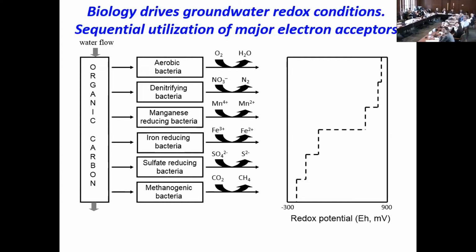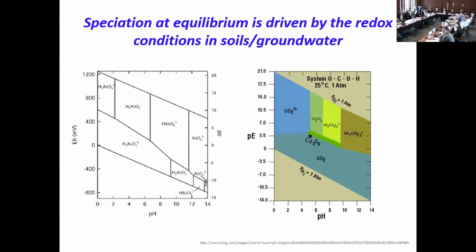In addition to the competition that I mentioned, there are also toxicity issues. Oxygen can be toxic to some organisms that work in the more reducing conditions. But from a chemistry point of view, my bacteria in the soil set the redox condition. And then here's your standard Eh/pH diagram.